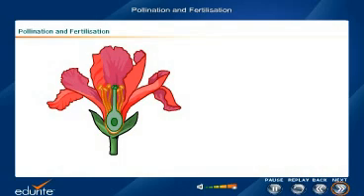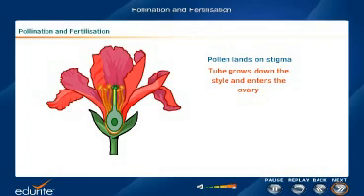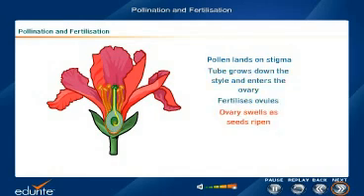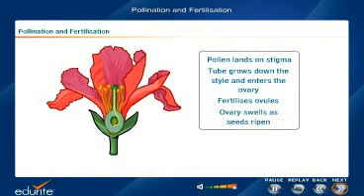Here is the representation of pollination and fertilization. After the process of fertilization, the ovule develops into seed and the ovary into fruit.